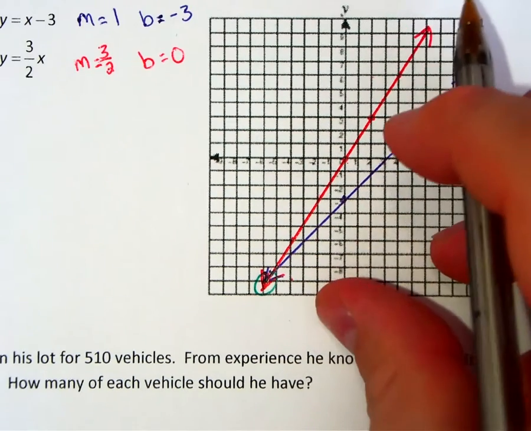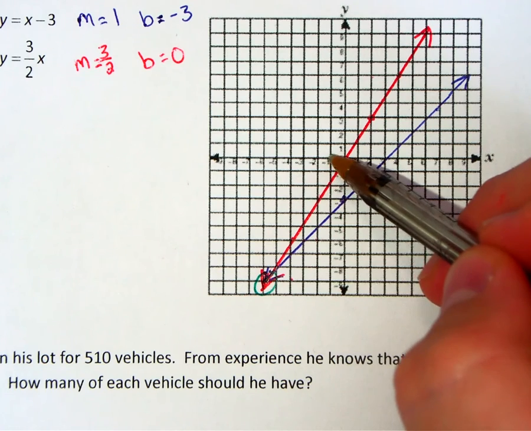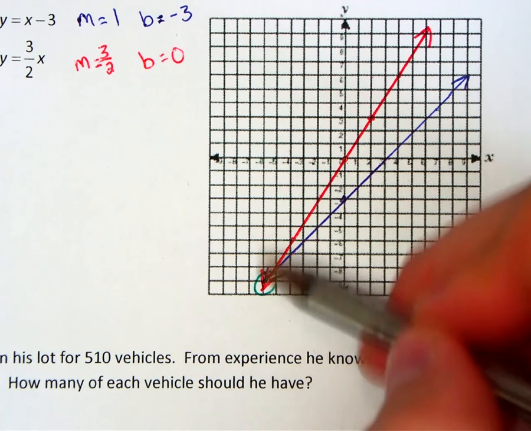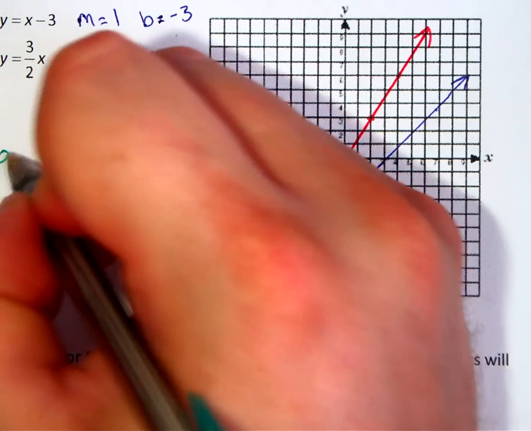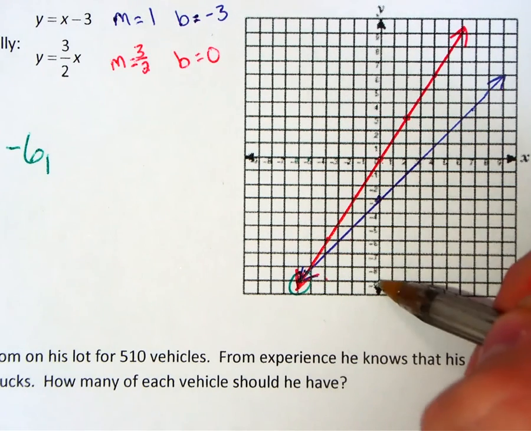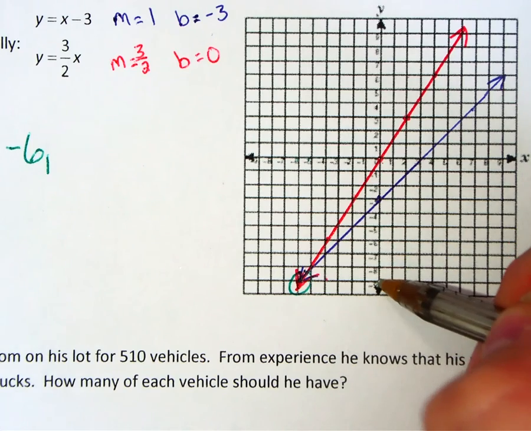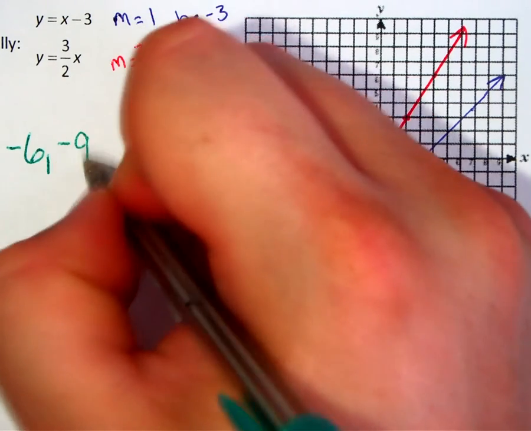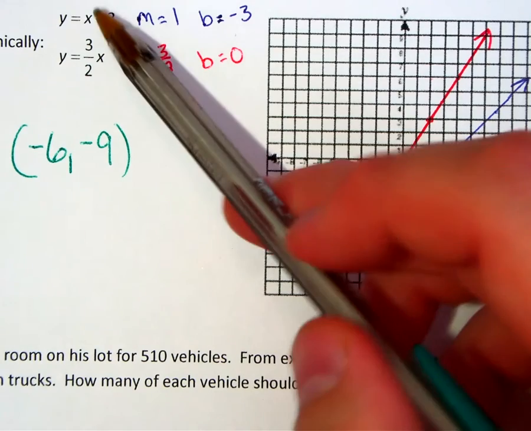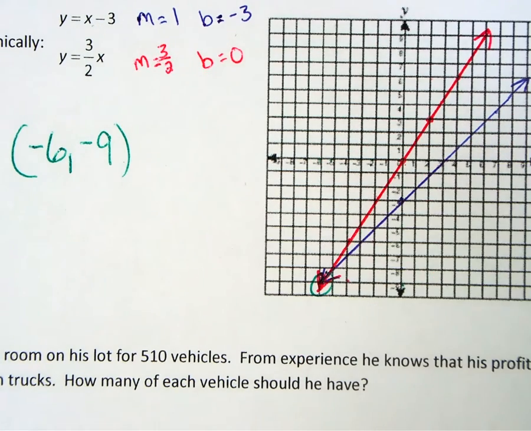I know it's hard to see all these numbers on the graph, especially in the camera, but that's okay. You can count them. We have 1, 2, 3, 4, 5, 6. We come down to 1, 2, 3, 4, 5, 6, 7, 8, 9. Negative 6, negative 9. Now, if you need to, you can check your solutions in the equations. x is negative 6, so negative 6 minus 3 does give you negative 9.